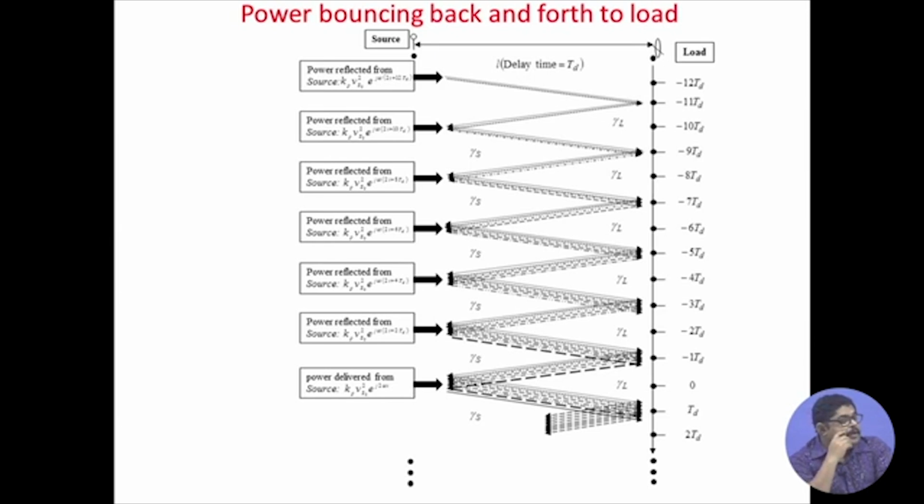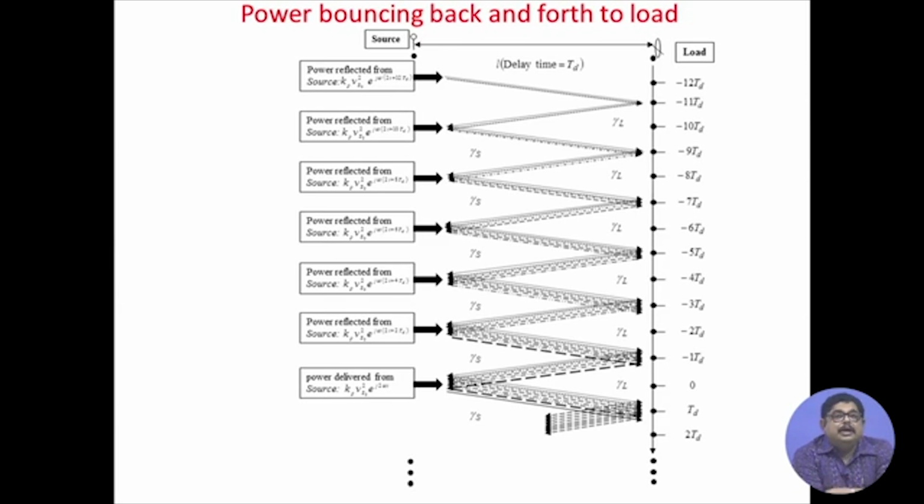Now, what actually happens is that power continuously bounces to and fro from load to source. Let us try to see that. Suppose the source and load are separated by a distance, and the travel time of the wave through that distance is Td. The wave is sent from the source to the load. After Td time it reaches the load, and as there is a mismatch at the load, some part of the power gets reflected, and some part stays at the load.